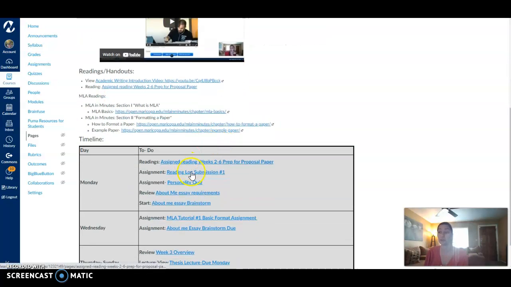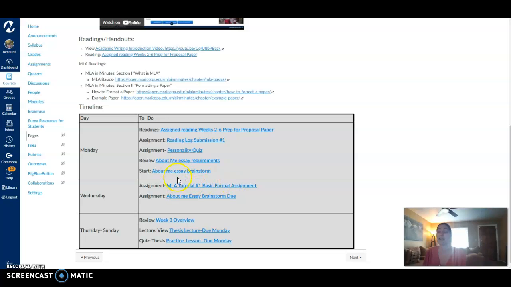You should be working on your reading log as your first assignment. Also keep up with your MLA readings. These will help you with your MLA assignment that we also have this week. So this week, our goal is to start our About Me essay, our first essay.